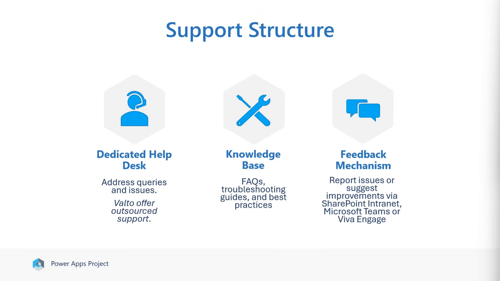Also, from a support point of view, think about knowledge bases. Build out some FAQs about the app, troubleshooting guides that you could provide to your IT team if they found any problems, and just general best practices of what they should be doing and how they should be using the app. And then also making sure there's a feedback mechanism. So I said this before, but make sure there's ways that people can report issues or suggestions for improvements via maybe a SharePoint intranet, Microsoft Teams, or Viva Engage community, just ways that they can provide feedback so that the app doesn't just stall and doesn't get any further iterations of improvements.